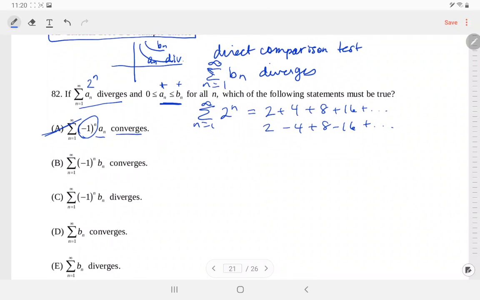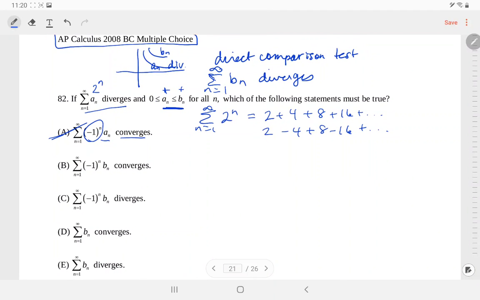BN is bigger. Okay. So I would say, does it automatically diverge? Okay, BN diverges. Do we have a BN diverges? We have a BN diverges. So let's not worry about the rest of them.